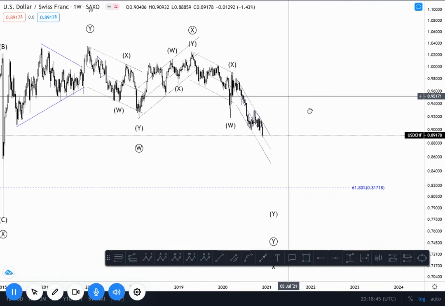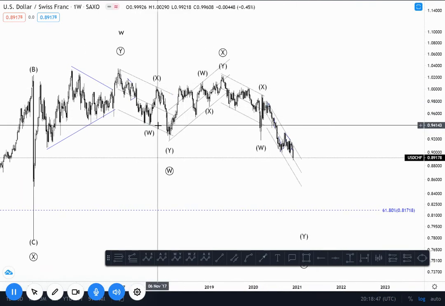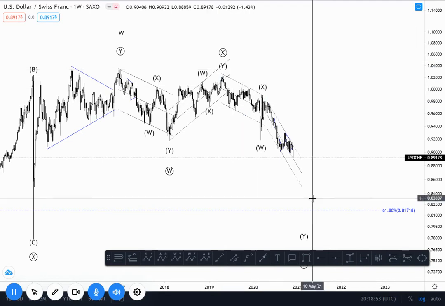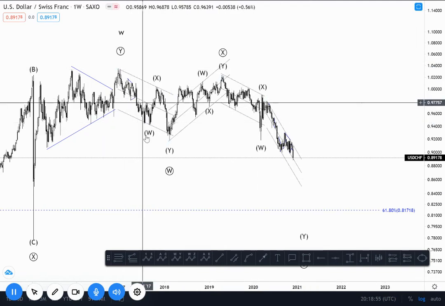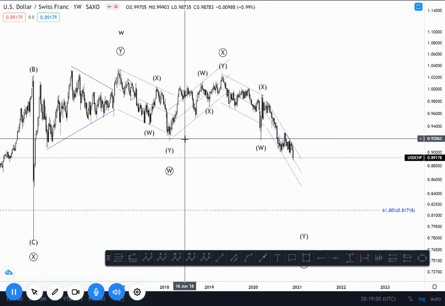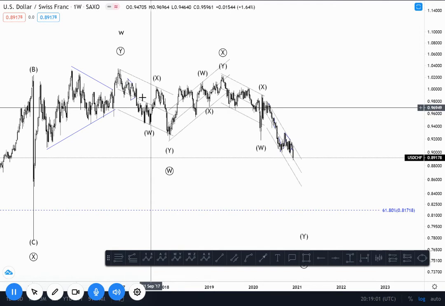So now looking at the market, of course, you can see we've completed the first W, and then we have wave X. And now, as you can see, we're completing wave Y, right? So we have the ABC pattern here, and then we have the ABC pattern here also, right? So it's clear to see what's happening in the market here.